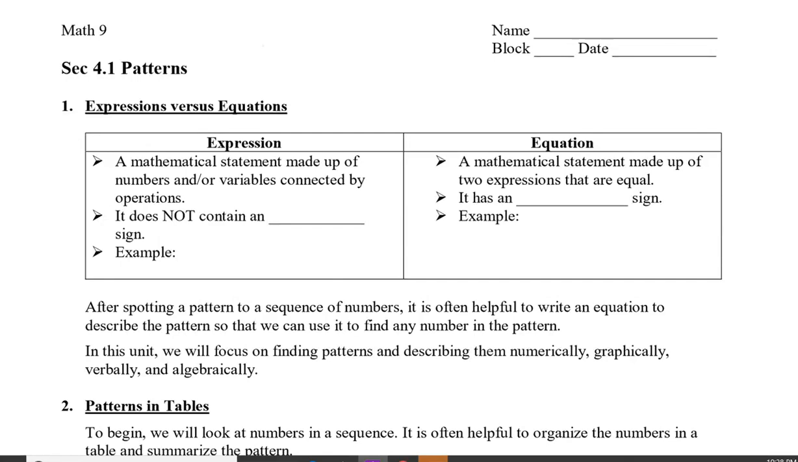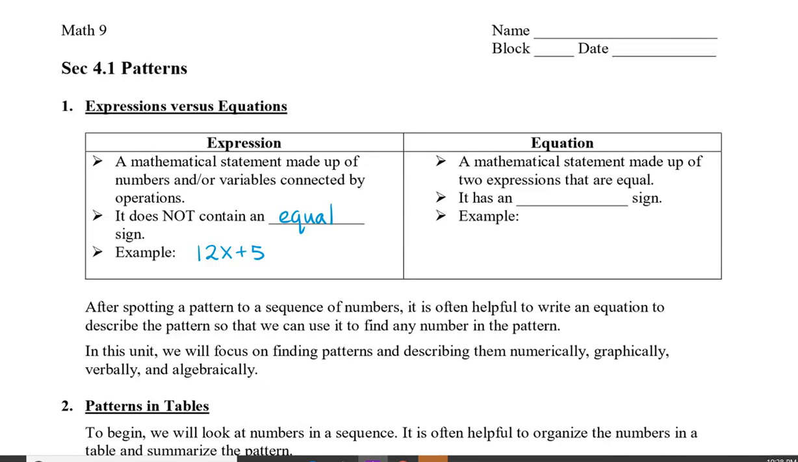So an expression is a mathematical statement made up of numbers and or variables, and they're connected by operations. Now for expressions, they do not contain an equal sign. So for example, an expression could be 12x plus 5.